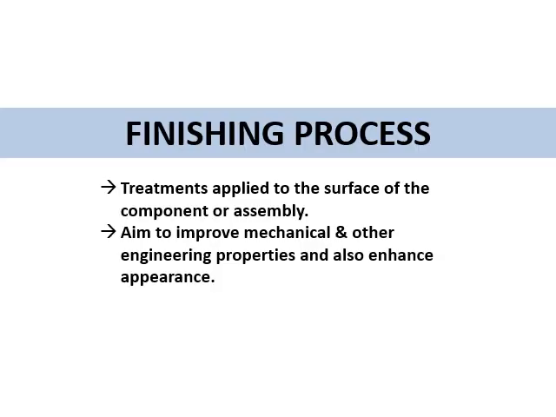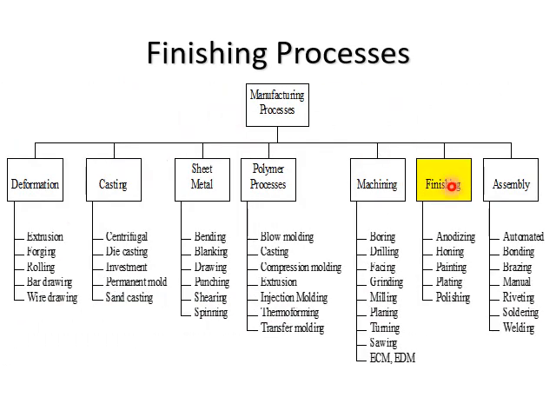The finishing process is a process applied to the surface of the component, whose purpose is either to improve the engineering properties such as corrosion resistance, hardness, and many more, or to enhance their appearance. Okay, here is the list of the common finishing processes, including anodizing, honing, painting, plating, and polishing.